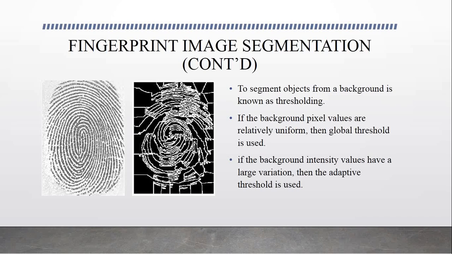Segmenting objects from a background is known as thresholding. If the background pixel values are relatively uniform, then a global threshold is used. If the background intensity values have a large variation, then an adaptive threshold is used. In this project, I used an adaptive threshold in the image binarization.